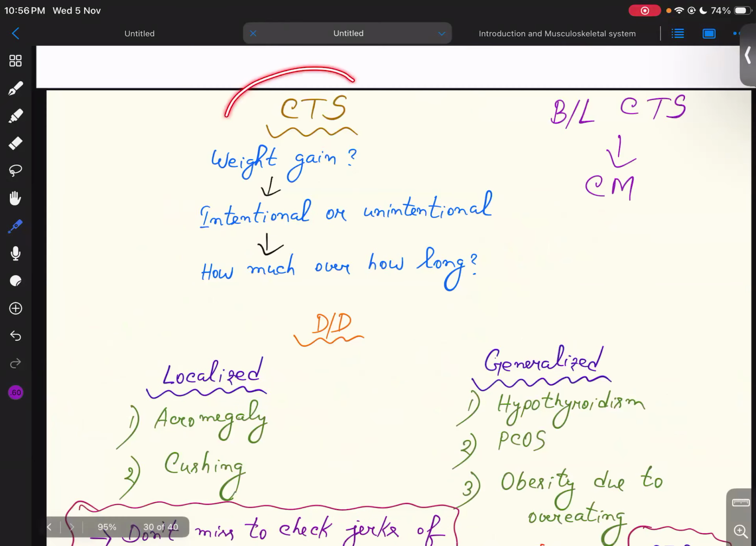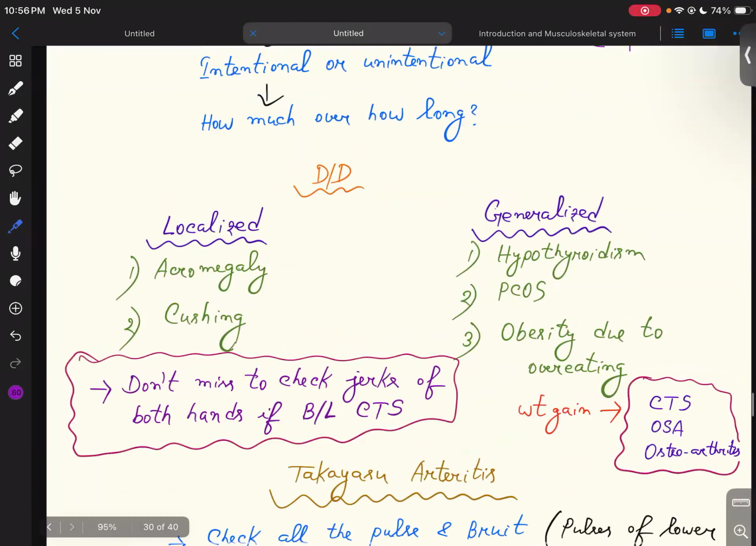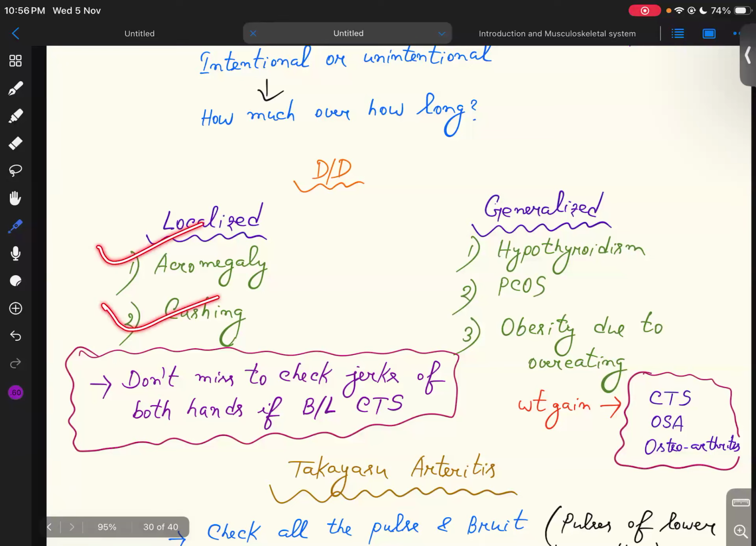So this is for carpal tunnel syndrome, and this is one of the most important prompts for the PLAB exam. This will come again and again, and this has come, and this is coming. And in the exam, acromegaly, Cushing, hypothyroidism, PCOS, and obesity due to overeating, all of these prompts have come. I will discuss with you. After discussing 3 prompts, I will throw real exam case scenarios to the candidates right now, and I will see who can answer the questions.